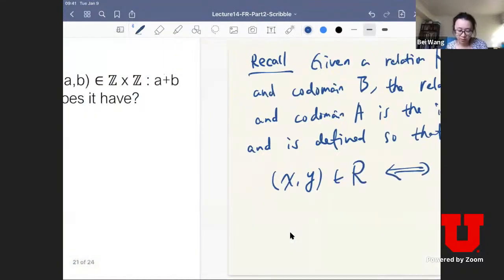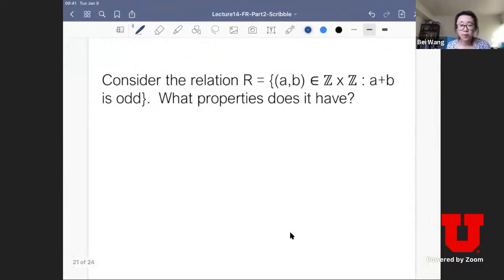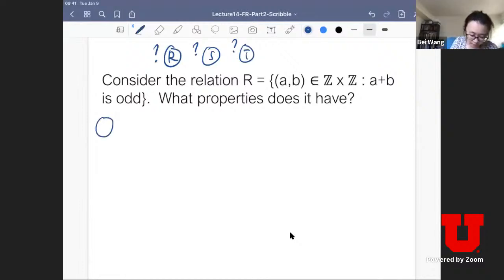Finally, we have one last question. Consider the relation where AB is in the relation when A plus B is odd. So we're going to ask, what property does it have? This is the same thing: in order to ask about properties, we're going to ask, is this reflexive? Is this symmetric? And is this transitive? Okay. So first of all, is this reflexive?